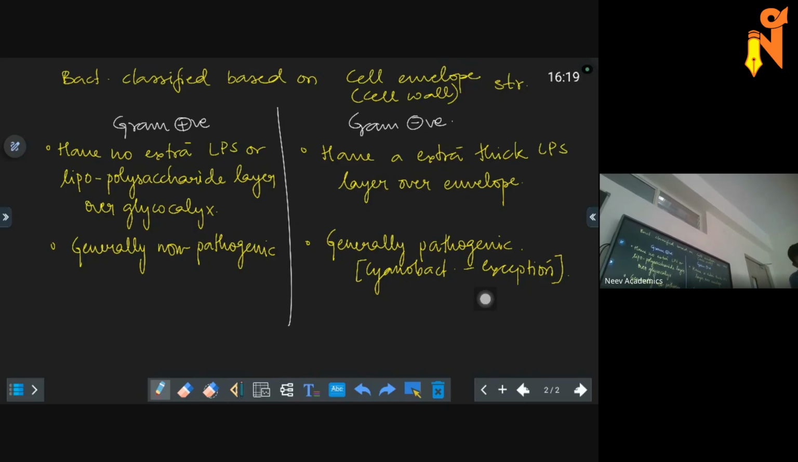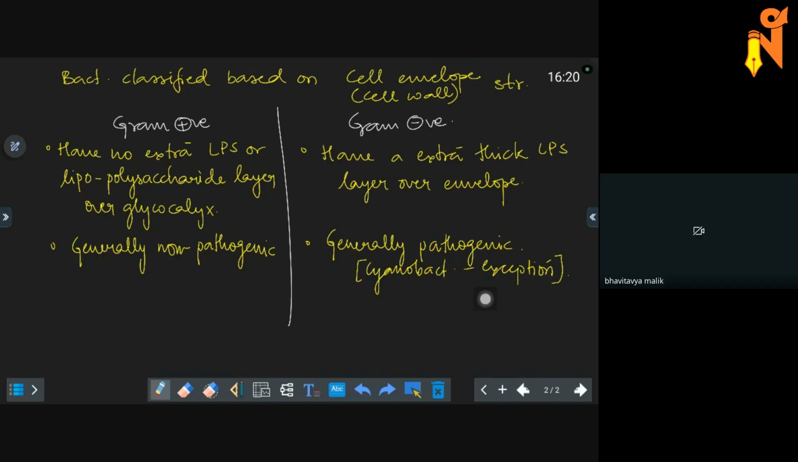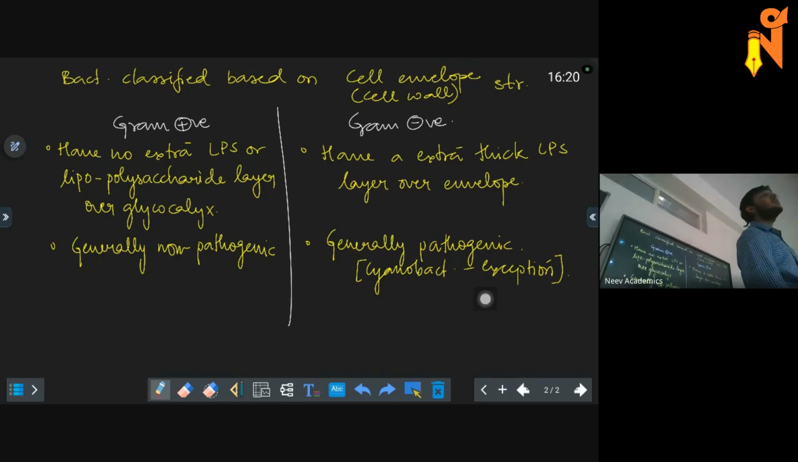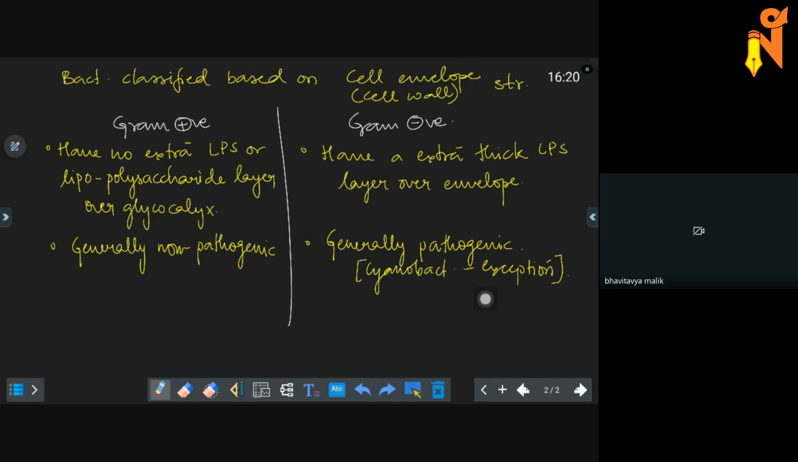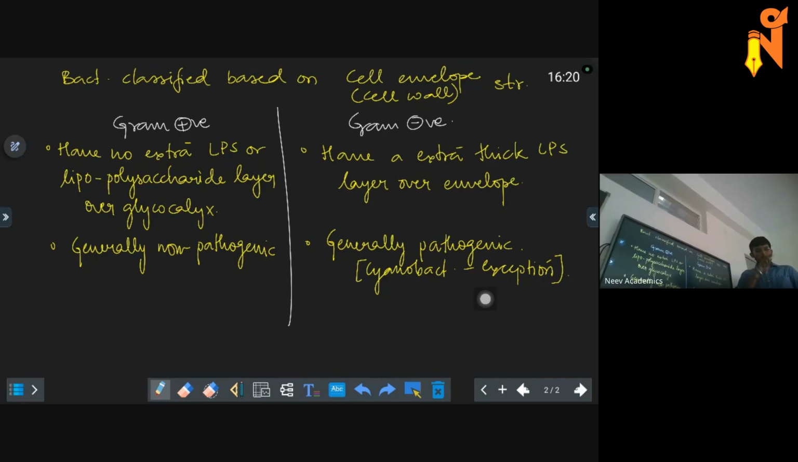So out of both of them, which will have a more prominent mesosome compared to the other one? Which one will have the more prominent mesosome? Okay, so gram-positive will have a more prominent mesosome. Why will they have a more prominent mesosome? Because they are not directly taking nutrition or energy from the host tissue.